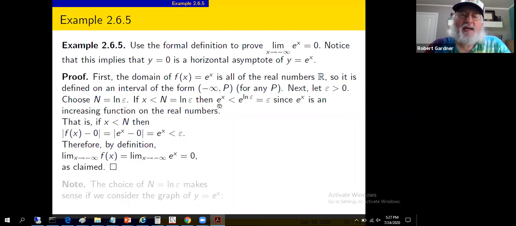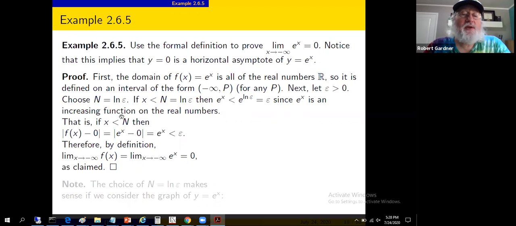That'll give us an e to the x on the left and an e to the natural log of n on the right-hand side. What is e to the natural log of n? The exponential function and the natural log function are inverses of each other. That's where the log function comes from. So we'll just get the epsilon out.